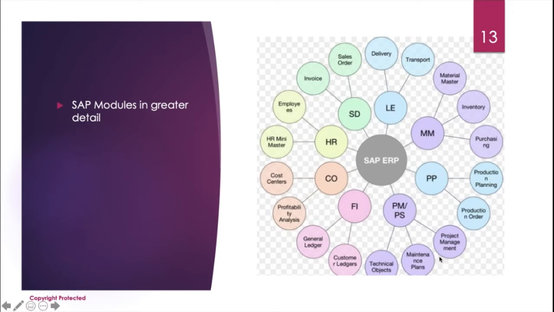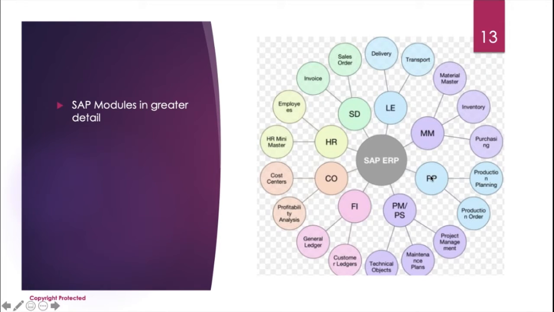Some of the components of the project system module are project management and the technical objects. And plant maintenance is a module which takes care of all the maintenance activity of any production plant actually. So that is the plant maintenance module.